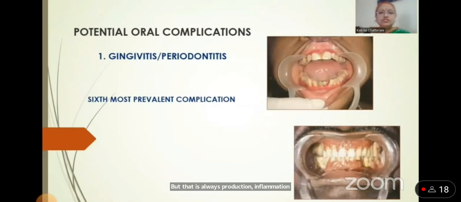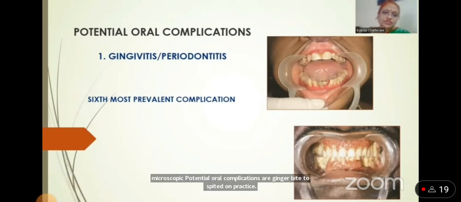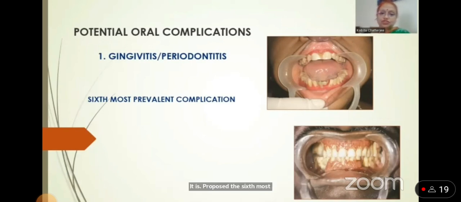Now, oral manifestations of diabetes mellitus vary in severity in relation to blood sugar level. They can be as simple as gingivitis or xerostomia to a devastating opportunistic infection like mucormycosis or candidiasis. Potential oral complications are gingivitis and periodontitis. Periodontitis is proposed as the sixth most prevalent complication.